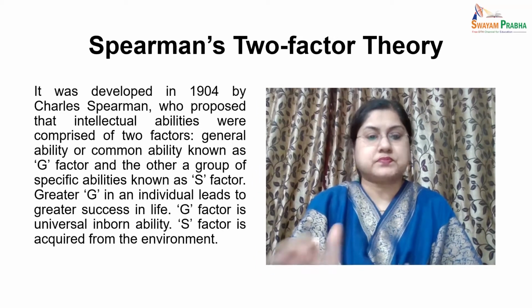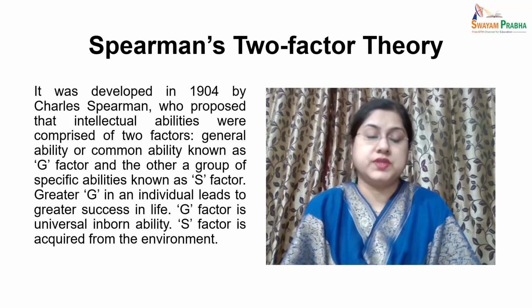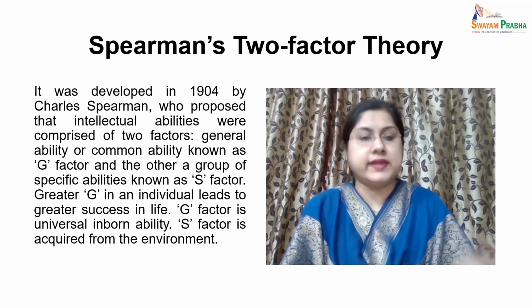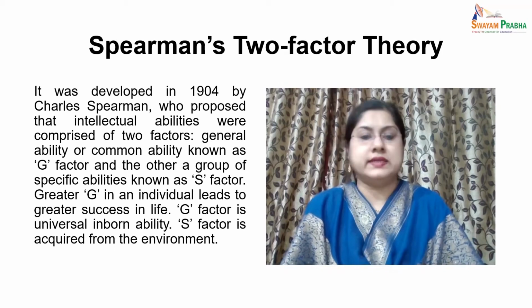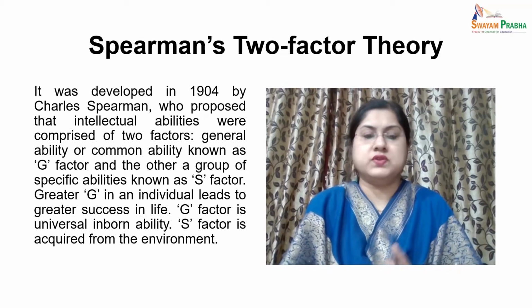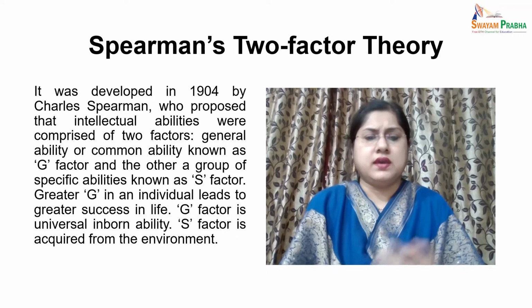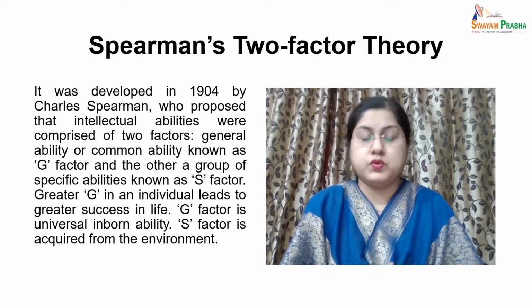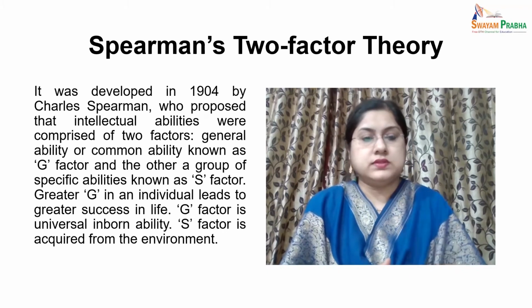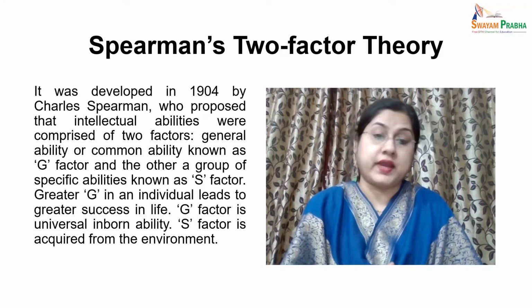Then we have the next theory, because E.L. Thorndike's theory was also not regarded as the best theory. It was also criticized and it was not selected by most of those people. So then came Spearman's two-factor theory.